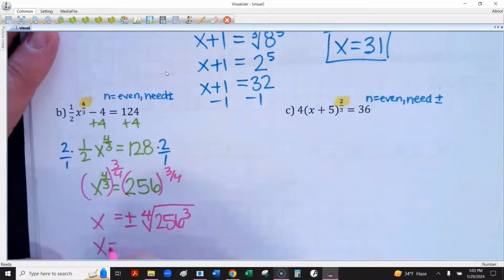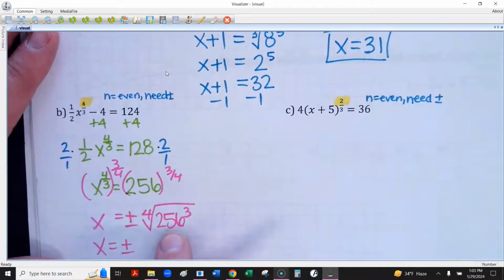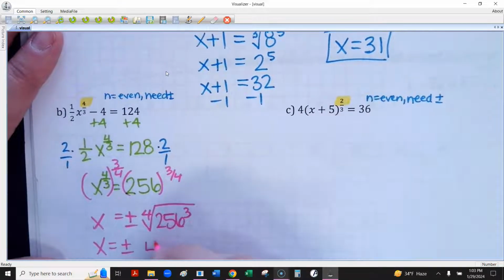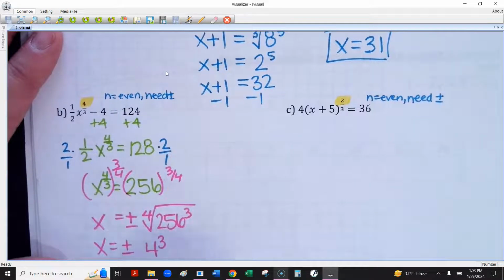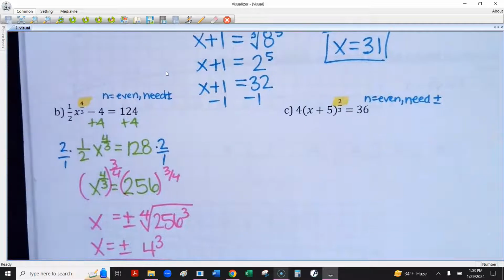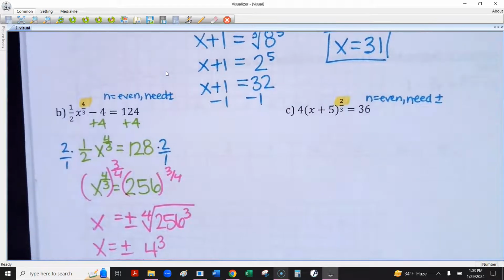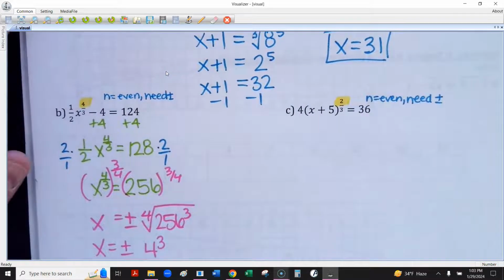Okay, now, 4th root of 256, use your lovely little card if you need to, but the 4th root of 256 is 4. So this would be 4 then to the 3rd, and then 4 to the 3rd power is 64. This question just has 2 answers, and you can plug these back in to check. So 64 or negative 64, either one of those will work as your answer for this question.